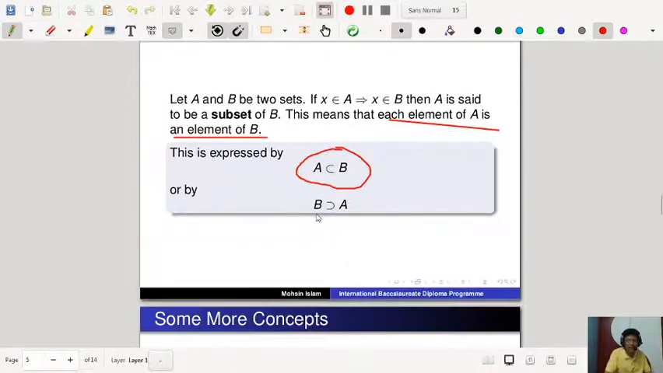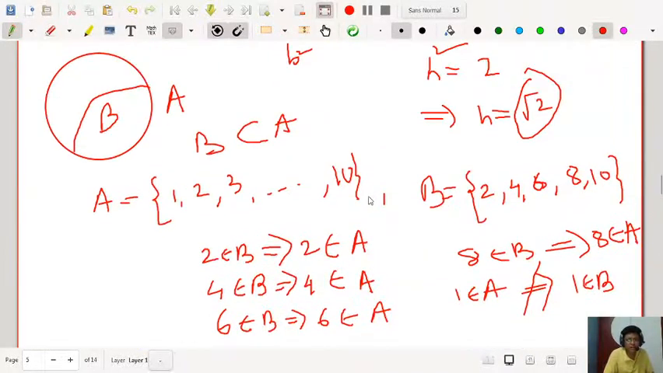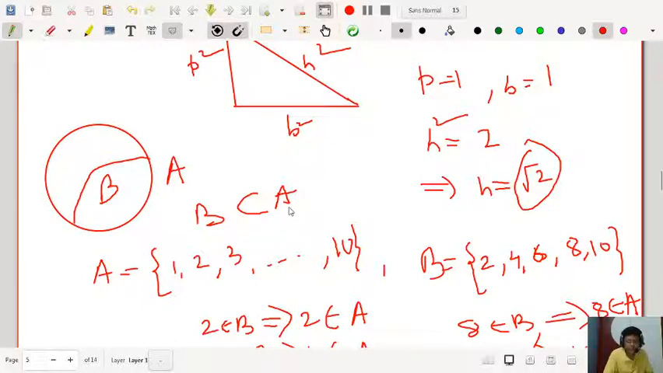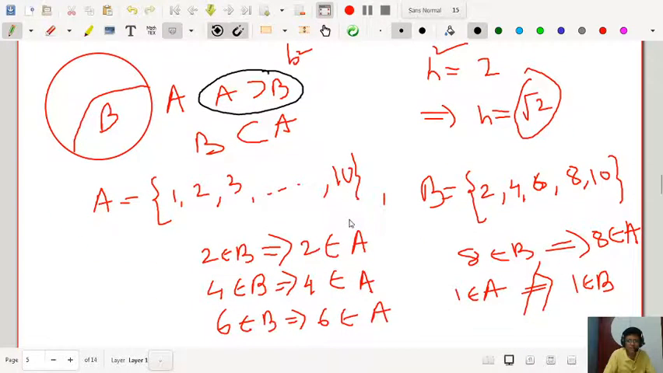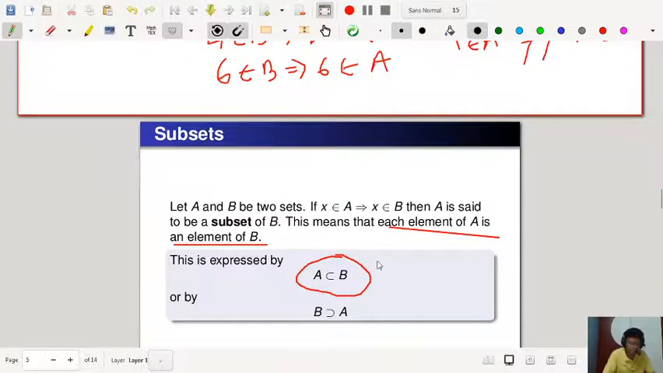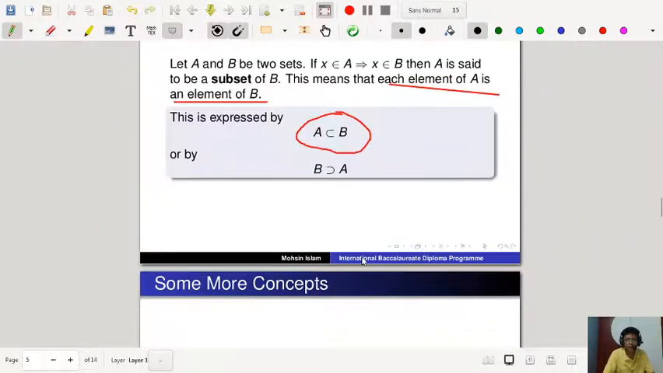If I write it this way, B is called a superset of A. Superset means that if we reverse the symbol, A is a superset of B. That means B is inside A, B is contained in A, just written in a different form. I think this subset concept is clear to you. Okay, let's move on.